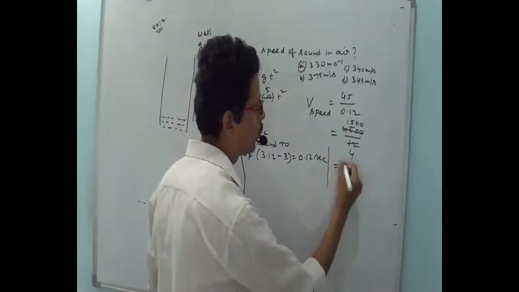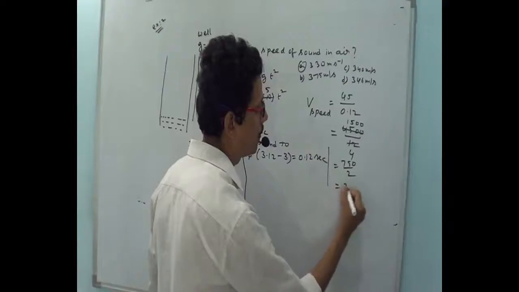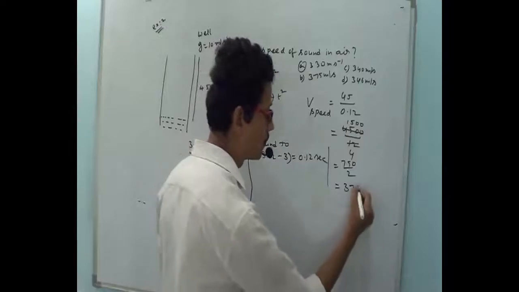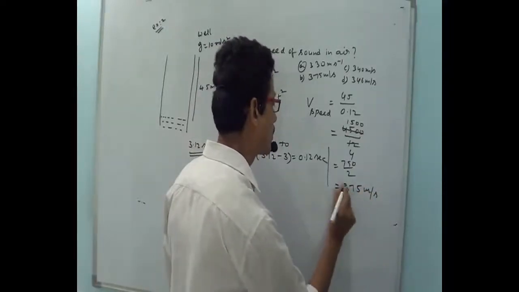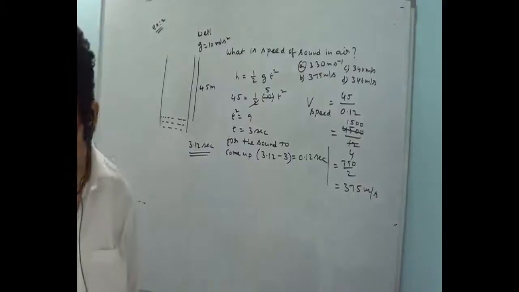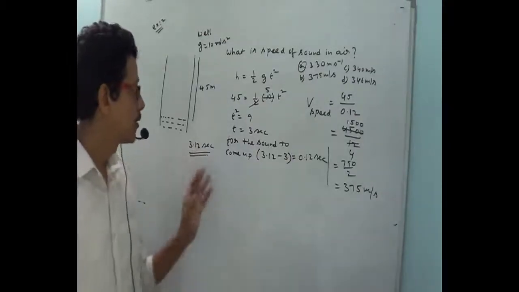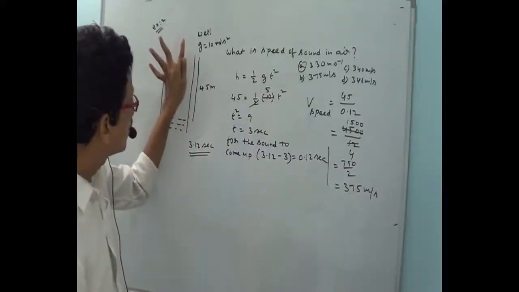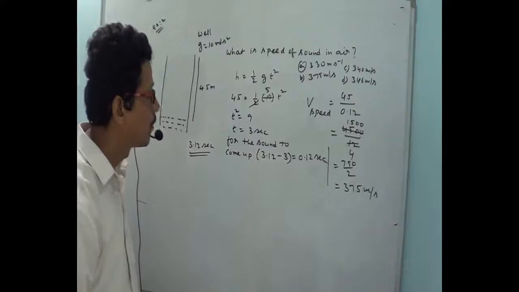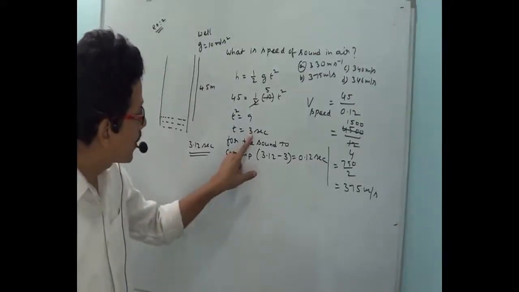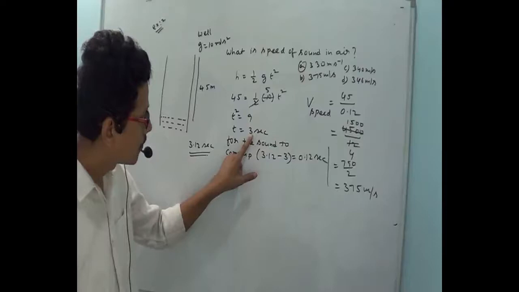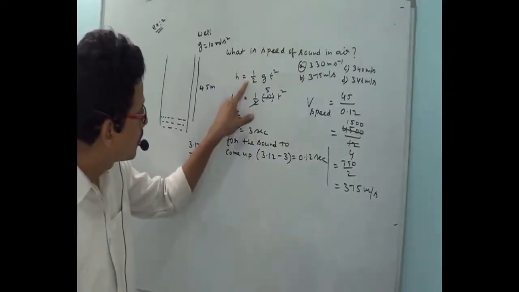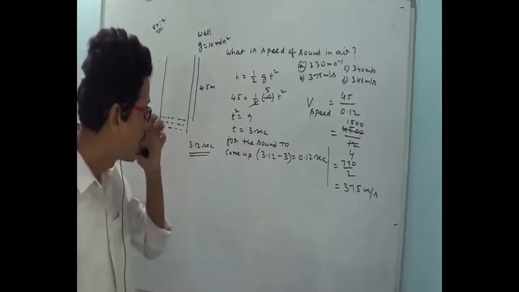What is 750 by 2? 375. Okay, correct only, na? So note down this. Here you understood, the stone is released, the stone falls here and the sound has to rise up. Okay, first we calculated the time taken by the stone to touch the water. It is dropped, na, stone is dropped. Dropped means U is 0. Okay, note down this.